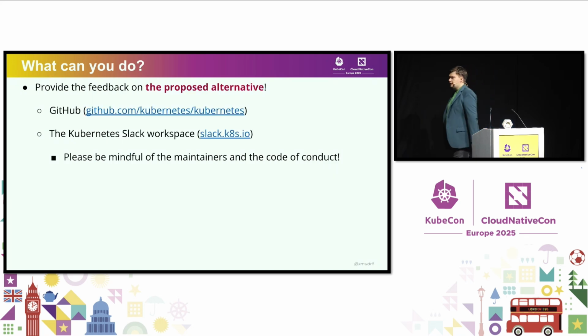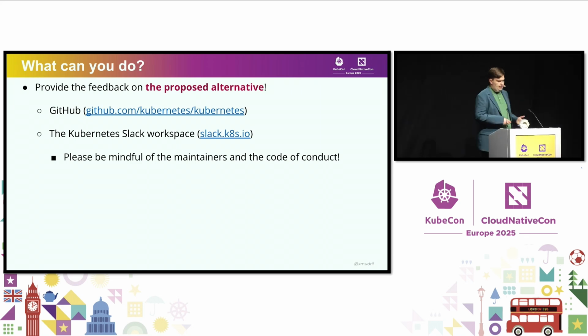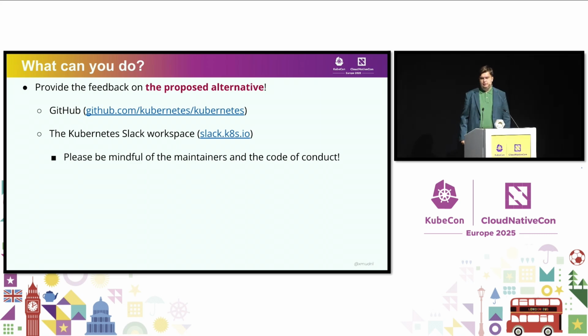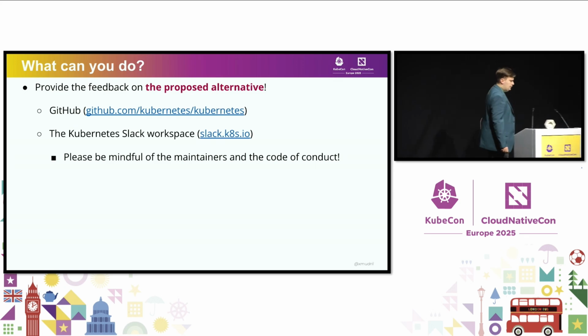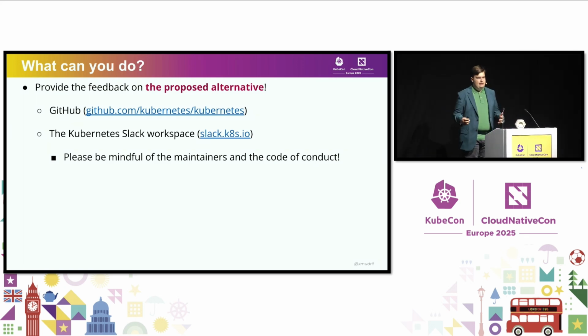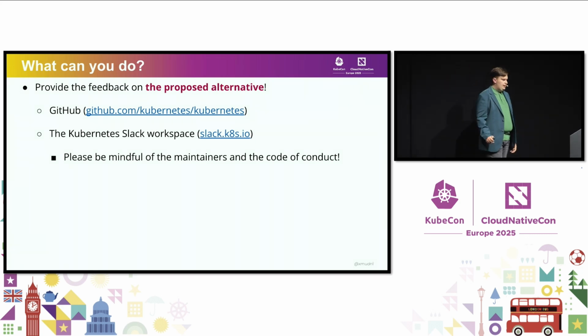And one other thing that you can do is to provide feedback on the proposed alternatives. The best way to do that is GitHub or the Kubernetes Slack workspace, so feel free to join any of those. And when providing feedback, please be mindful of the maintainers and of the code of conduct, because those maintainers are spending a lot of time on our lovely projects, and let's make sure that we understand them and the intention of the changes, and then we try to provide valuable feedback.